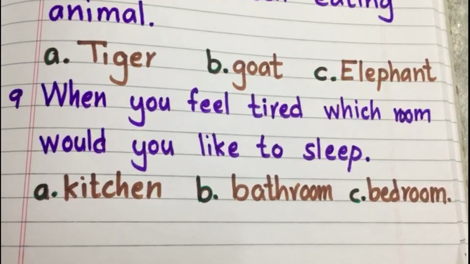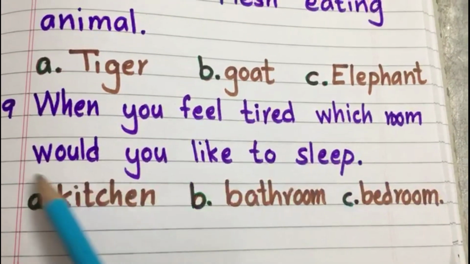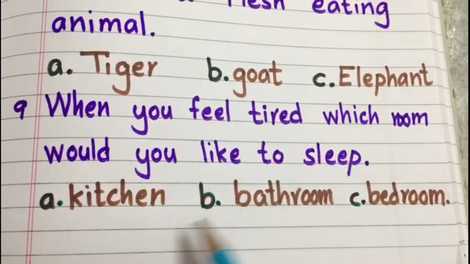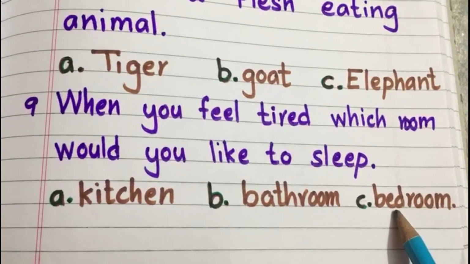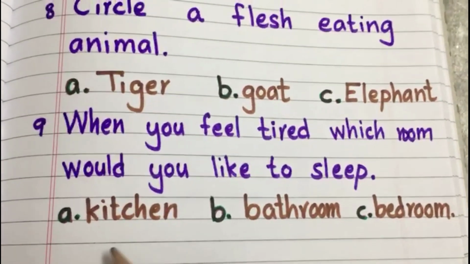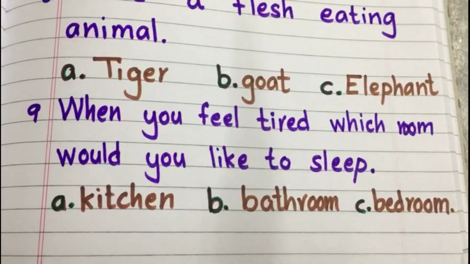This one is the 9th question. The question is, when you feel tired, which room would you like to sleep? The options are kitchen, bathroom and bedroom. Now ask your child to find out the right answer and tick the right word.